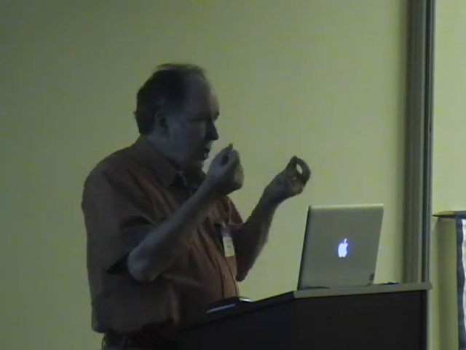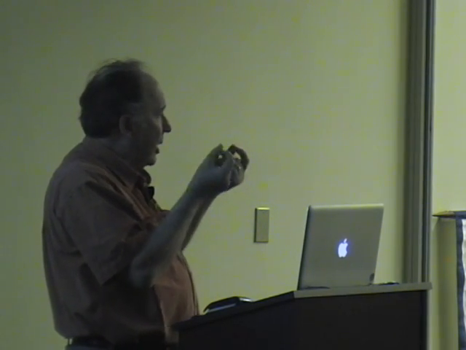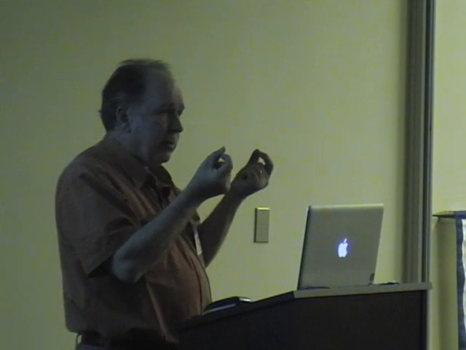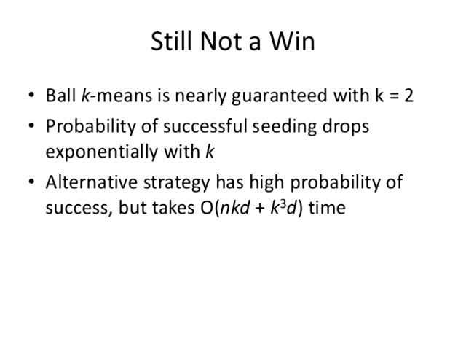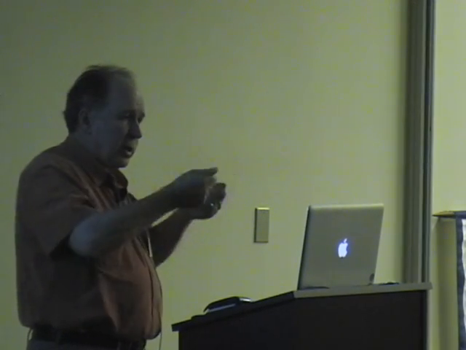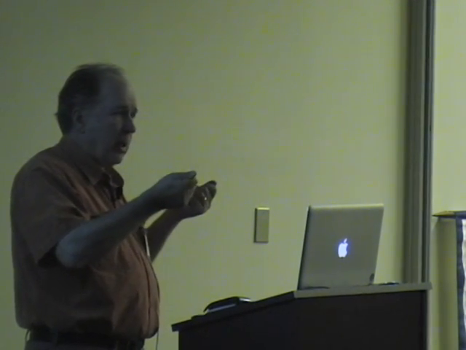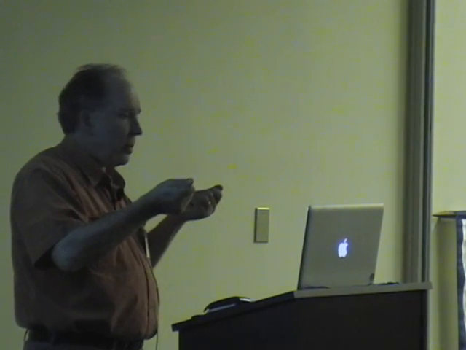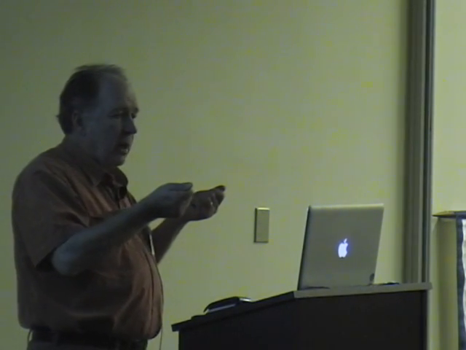Now, for two means clustering, it's great, it's awesome, and it's provably very high probability of being near optimal. Unfortunately, the probability that it's really good drops exponentially in K. That sounds horrible. And then there's this complex re-estimation of the seeding that can be used to get a higher probability bound of the correct sort of solution. But that takes a long time.